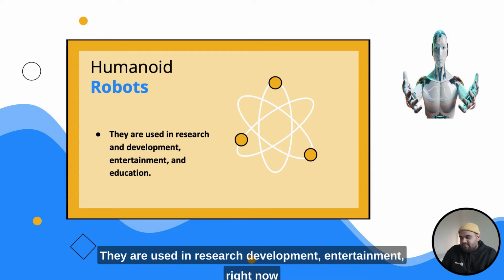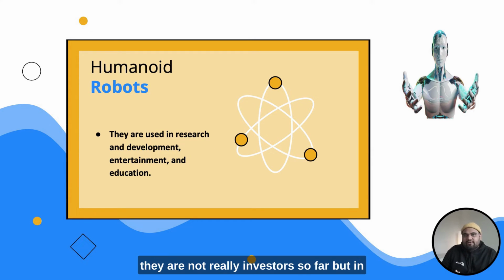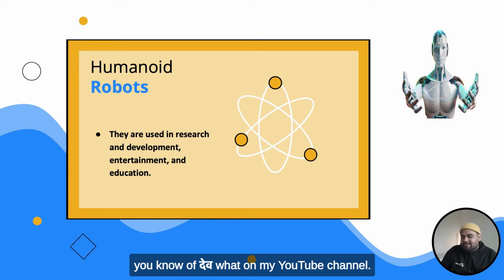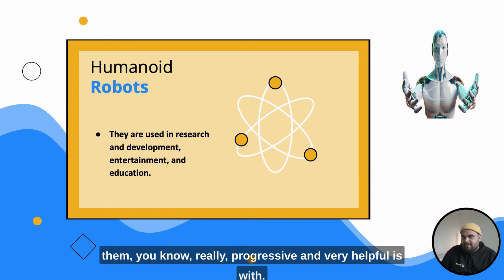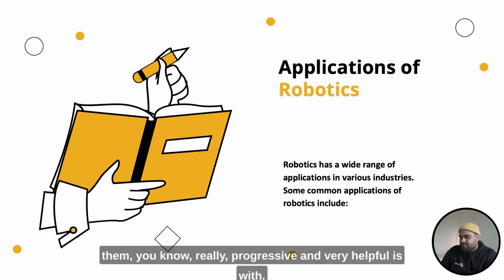They are used in research, development, entertainment, and education. Right now, they're not really industrial so far, but in research, they are amazingly ahead. You can check out my video of a humanoid robot playing a xylophone. I have the video of the robot on my YouTube channel. I can put the link here if you want. But yeah, this is what makes them really progressive and very helpful as well.